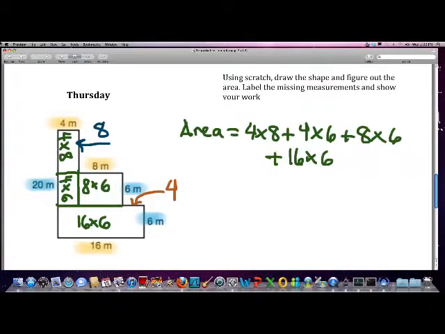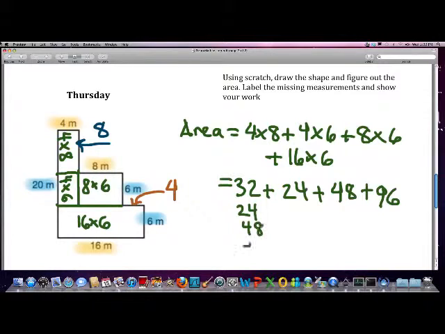And then to add all of that up, let's see, we get 4 times 8 is 32, 4 times 6 is 24, 8 times 6 is 48, and 16 times 6 is 96. So if I want to add these vertically, then I get 190 meters squared. Now let's try doing the problem in a different way.